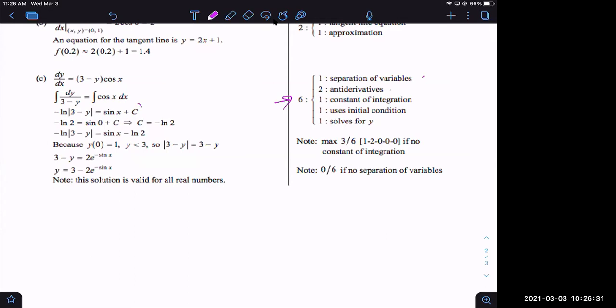Constant of integration means you remember to write your plus C, used initial condition, so you plugged in the 0 and the 2 appropriately, and then you solve for y. That last point is often the hardest point to get. Okay, don't worry about any of the domain. I guess it didn't really state it, but there's no credit awarded there. Okay, so you can just keep this to study if you don't turn it in.